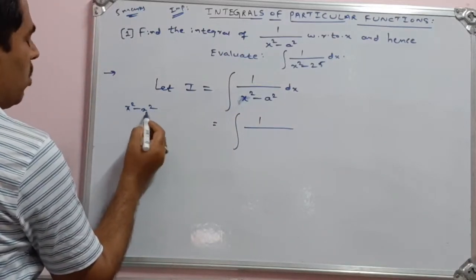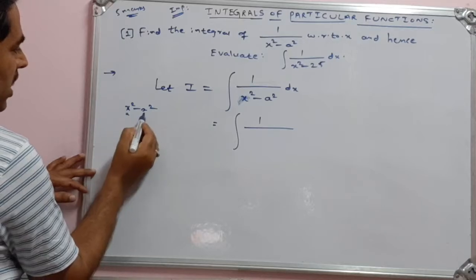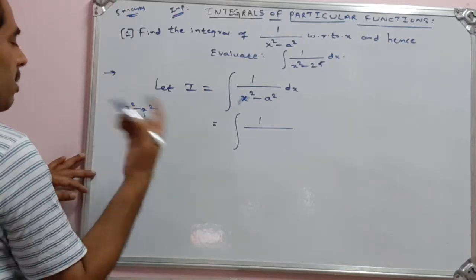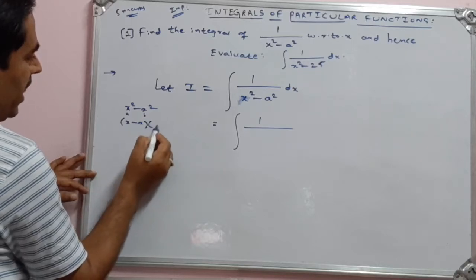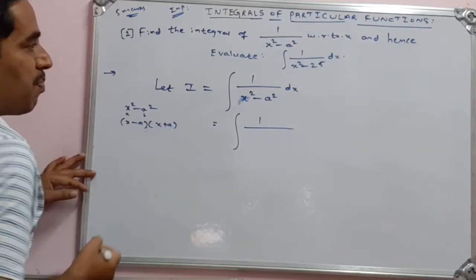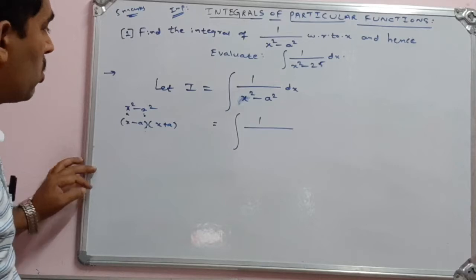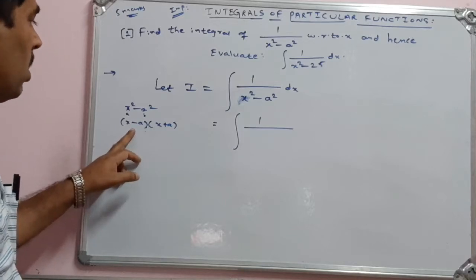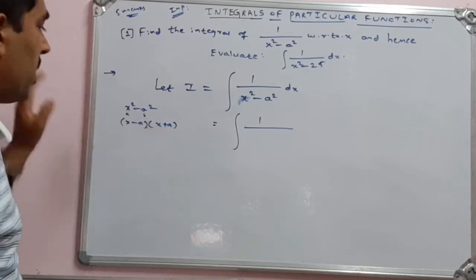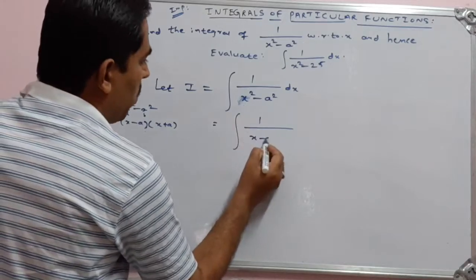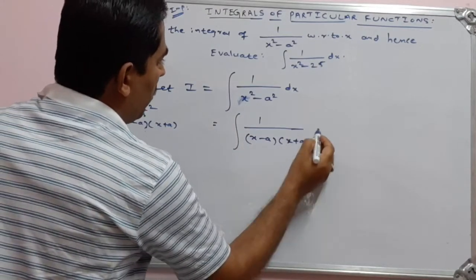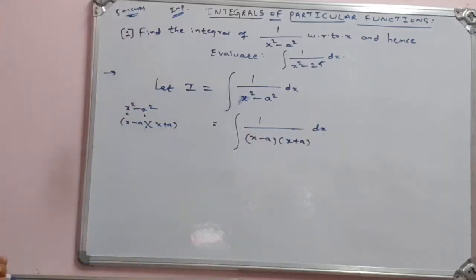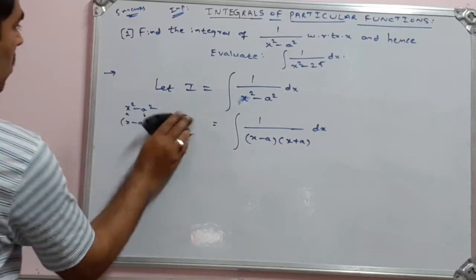For this, I can use the a square minus b square formula. Think of this as a and b. a square minus b square is a minus b into a plus b. So I can write this as x minus a into x plus a. That is, x square minus a square means x minus a into x plus a using the formula. So I can write the denominator as x minus a into x plus a. This is the first step.